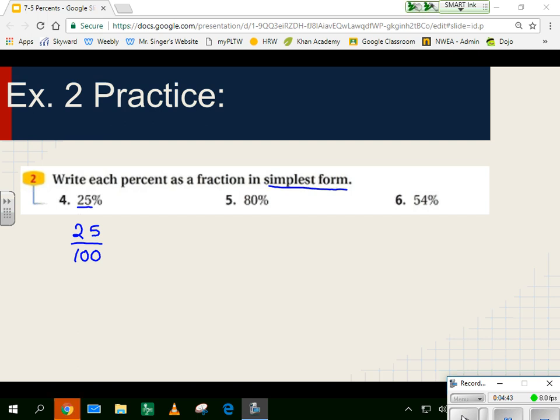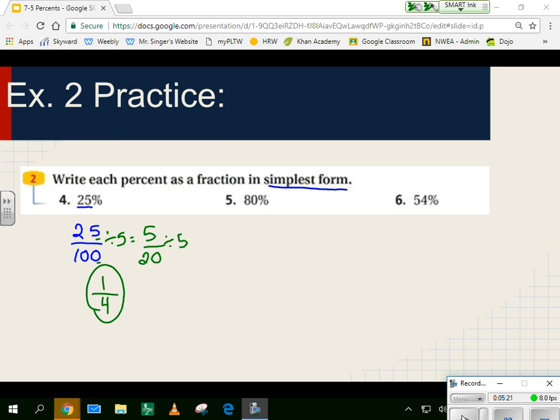So what number can you divide 25 and 100 by? Well, if you're not quite sure, you notice that they end in a 5 or 0. The only number that you could divide them by would be 5. So 25 divided by 5 is 5, and 100 divided by 5 is 20. Now you should be looking at this and go, oh, I can actually simplify this again. I could divide them both by 5 because, again, I have a 5 and 0 situation. 5 divided by 5 is 1, and 20 divided by 5 is 4. So the simplest form of 25/100ths, or 25%, is 1/4.